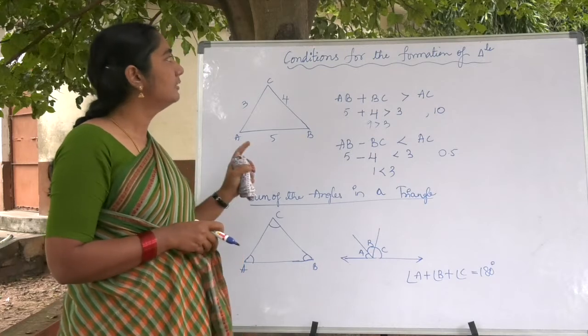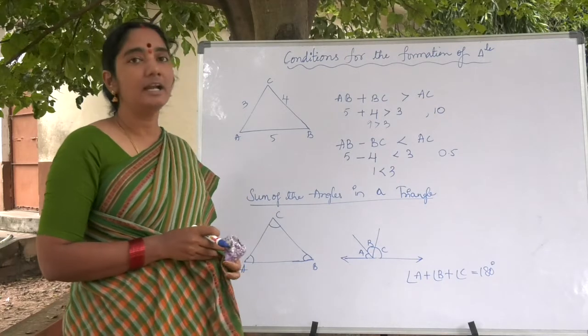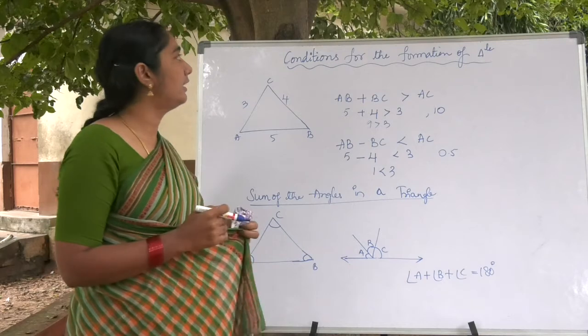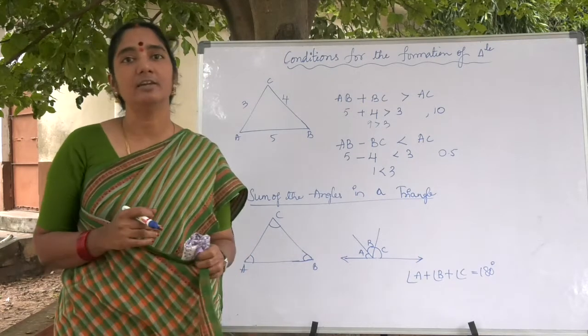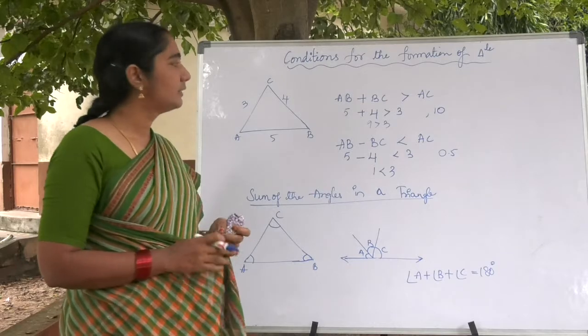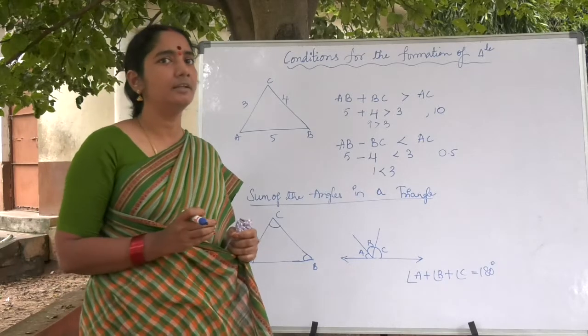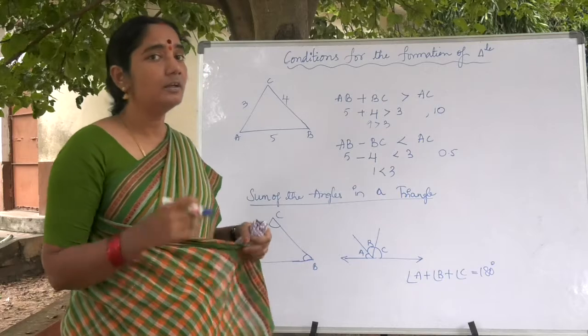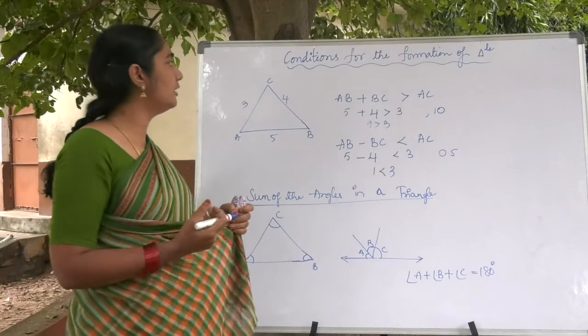Let us have a discussion about the conditions for getting a triangle, for the formation of a triangle. What are the conditions to be satisfied for the formation of a triangle? Please try to understand. This is a simple thing which everybody knows, but let me try to revise it.